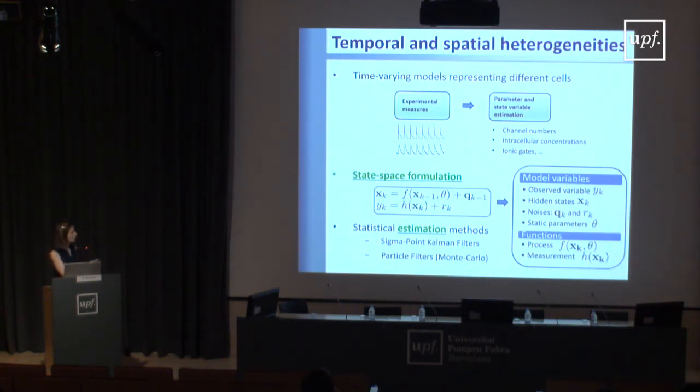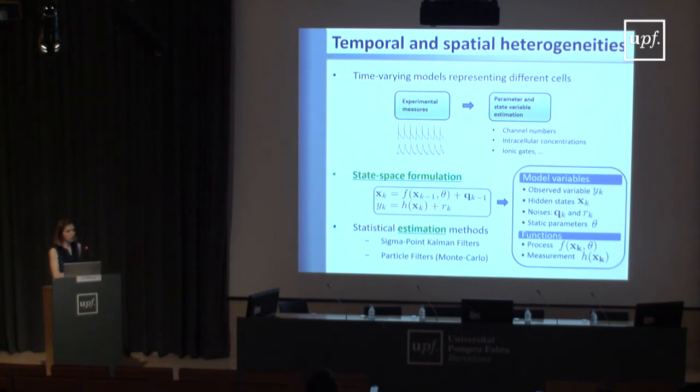Well, what we do is we have these experimental measures for a given cell, and we want to estimate both the parameters of the model, meaning the different conductances associated with different numbers of channels in the model, and also the state variables of the model, which are the intracellular concentrations and the ionic gates, and of course, the voltage.